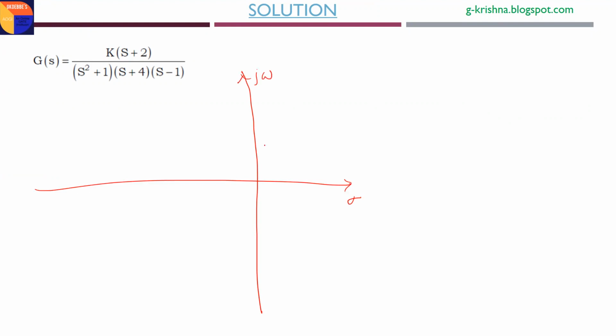What are the open loop poles? Plus or minus j1, and minus 4, and plus 1. One zero is there, which is located at minus 2. At K equal to 0, all four closed loop poles are the open loop poles. At infinite gain, one is at minus 2, the open loop zero. The remaining 3 will go to infinity at angles of 60, 180, 300. Those are the asymptotic angles.